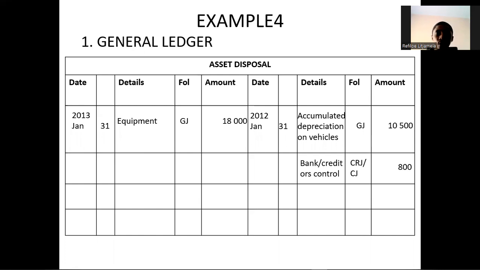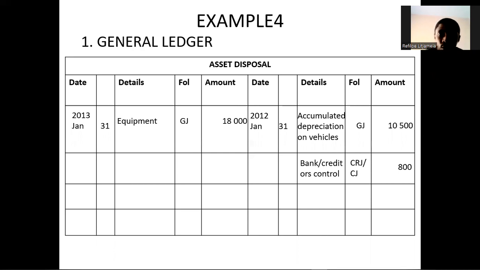Why do we have creditors control or CJ? That is because at times we don't actually sell our asset on credit, we trade it in. So the amount of trade in that we agreed to will be creditors because we still owe the entity from whom we are buying the equipment. So it reduces whatever we owe them. We can't say that it is debtors because they are also traders, all right?